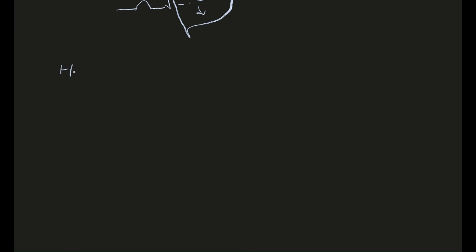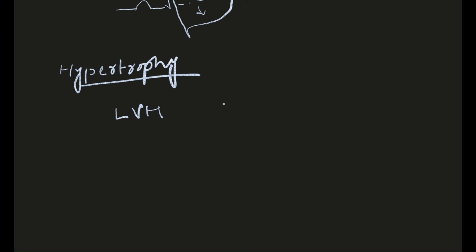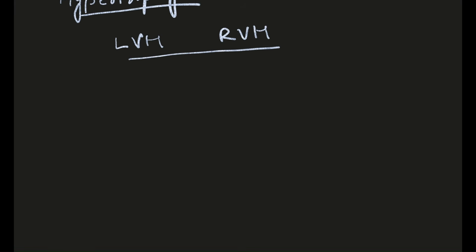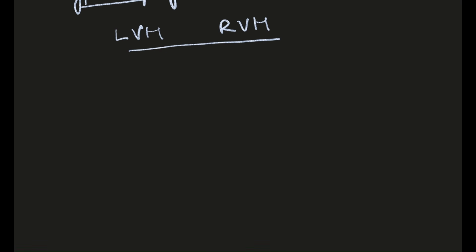Let's move on to our next part, hypertrophy. We have two kinds of hypertrophies for the heart. One is left ventricular hypertrophy and the other is right ventricular hypertrophy. They are both very easy and very common to find over the ECG, and you can come across many of these ECGs in which you will be able to easily diagnose a patient with either of these conditions. Let's start with LVH.